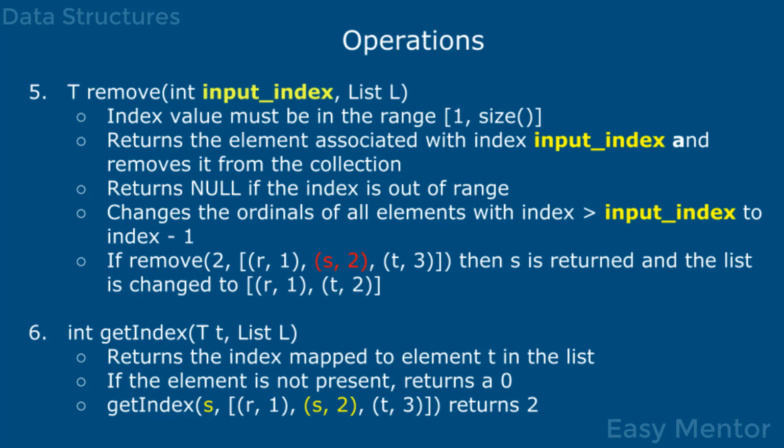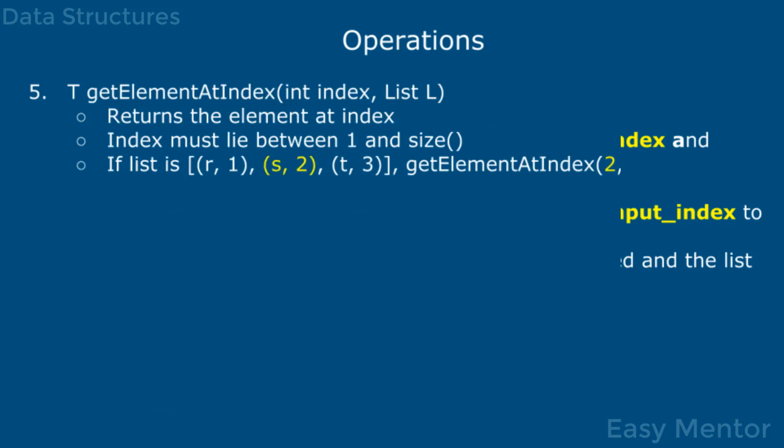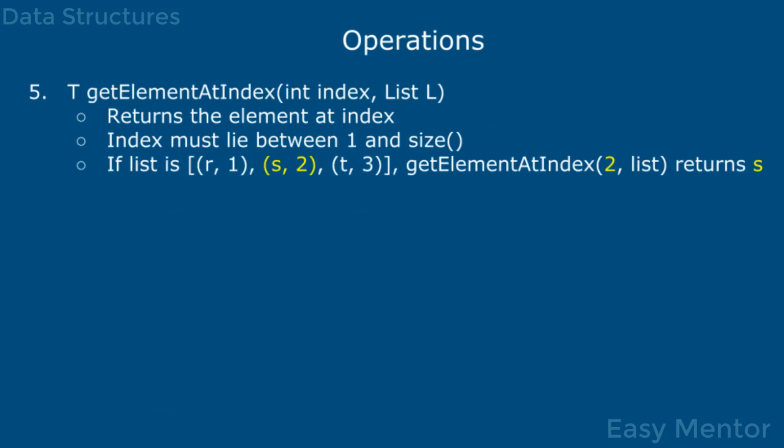GetIndex is another useful operation which will give us the ordinal mapping of a particular element t. So it basically looks up the element and then returns the index mapped to that element. So in this particular example, if you call getIndex on S with the list containing R, S, T, it will return 2 because that's the mapping that element S has. Another useful operation is get element at index, which accepts an index as an input, and it basically returns the element at that particular index. So it's like the counterpart of the getIndex call. It'll just look up the collection for the element with the given index.